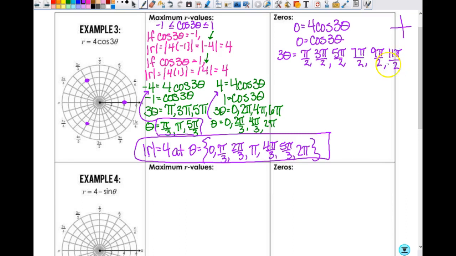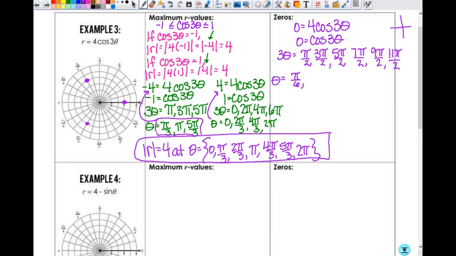Okay, and 11 pi halves, that would give me here, so then that's 12 pi halves. That is 3 or 6 pi. Got around to 6 pi. So now I need to get theta. So I'm going to divide everything through by 3. Is that going to be easy or difficult? Easy. Dividing by 3 is the same as multiplying by 1/3. So I get theta equals, and that's going to give me pi over 6.